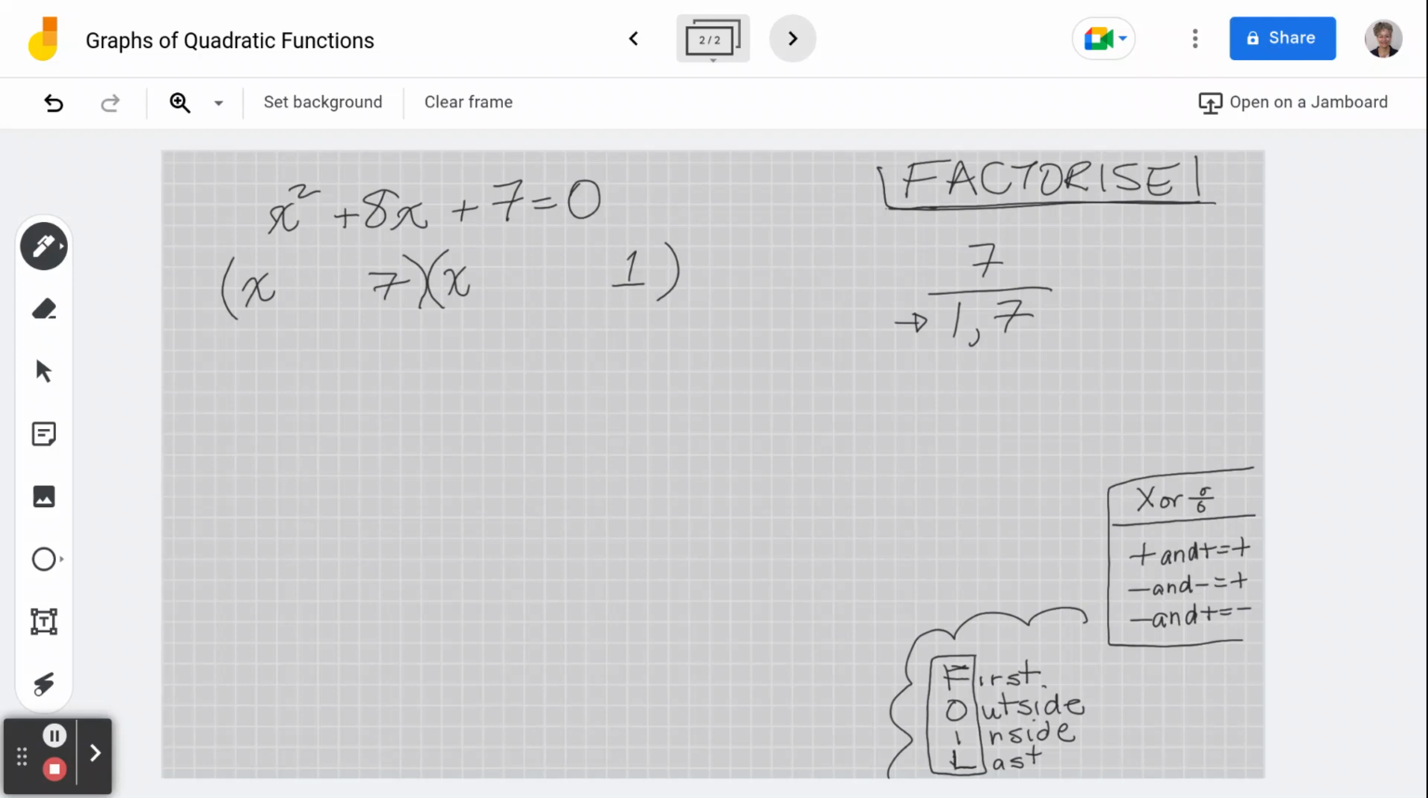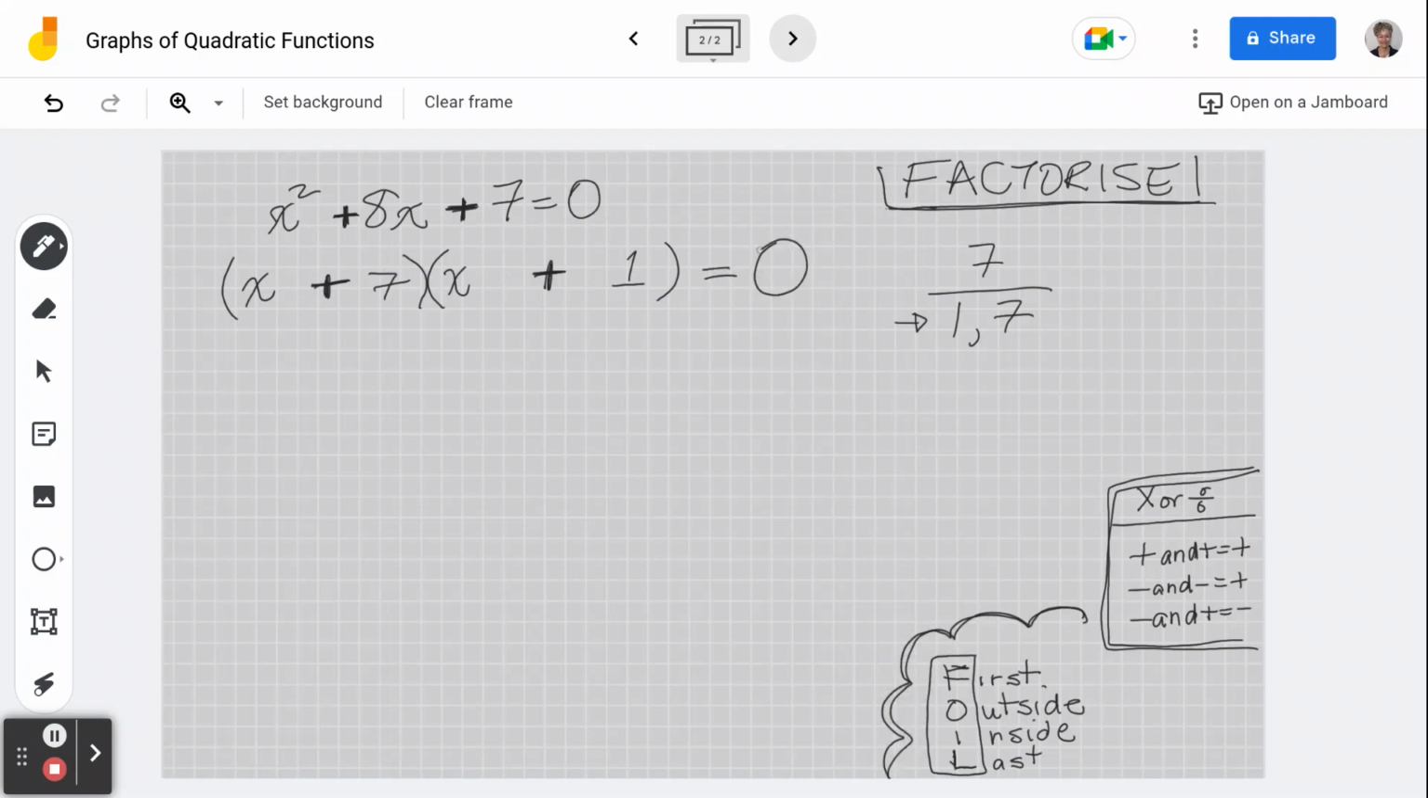Now we have to figure out our signs. While these terms are multiples, this is adding. It's the sum. Both of these are positive. This is positive and this is positive. So I know that this is going to be positive. How do I know? We're going to use FOIL to check.